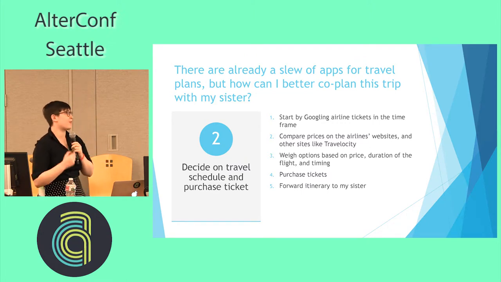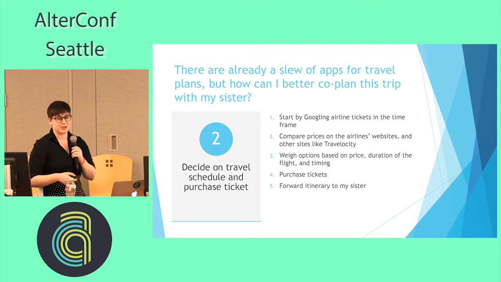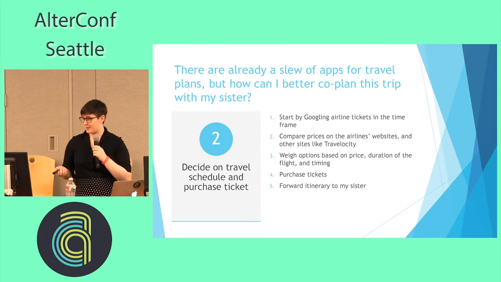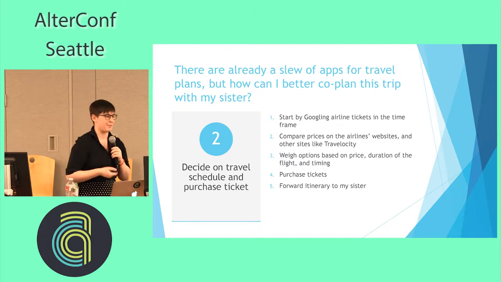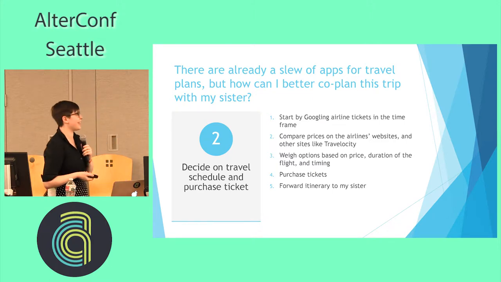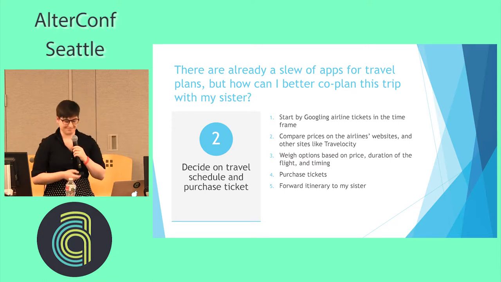So normally, I would start by Googling the airline prices. Then I'd probably switch over to Travelocity and the airline websites. And then I'd weigh options for a while. I'd choose a ticket, and then I wouldn't buy it. I'd choose a ticket, and then I wouldn't buy it again. And then finally, I'd choose one. And then I'd forward the itinerary to my sister.